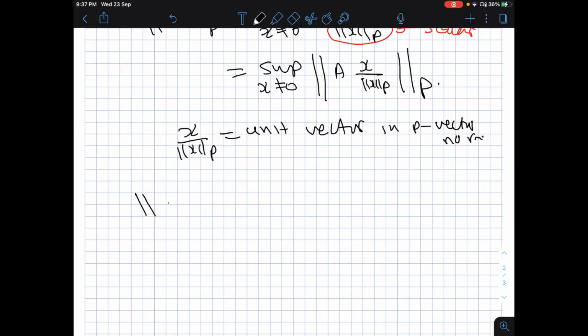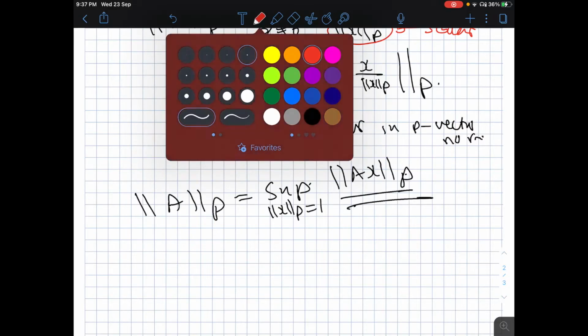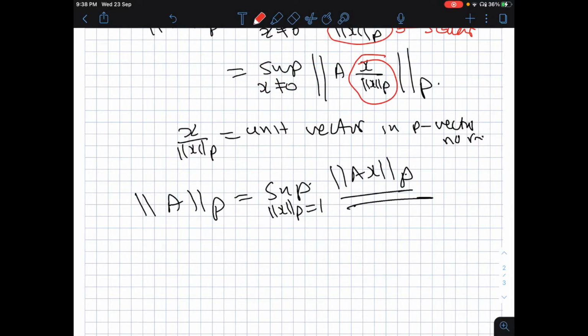So I can now write my alternate definition, and the supremum always exists, remember that. In terms of supremum I can always write this as: look at all vectors of length 1 and then take the supremum of A of x of p. Now I have used the property that this is a unit length vector. It gives me a constraint that I am looking at all unit length vectors and then taking the supremum over A of x with the vector norm of p.